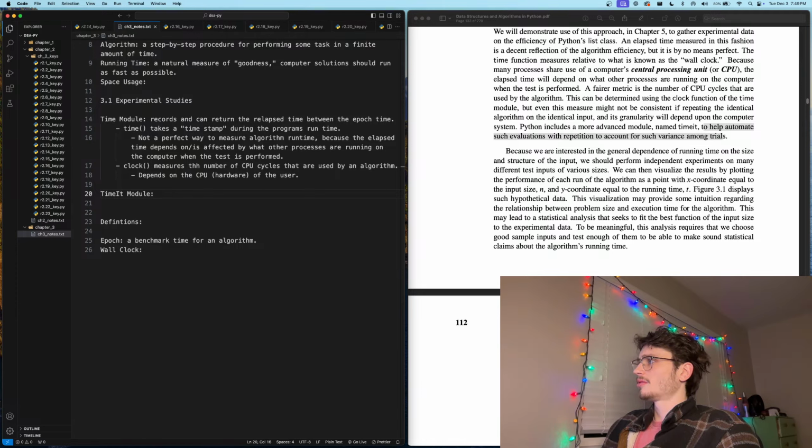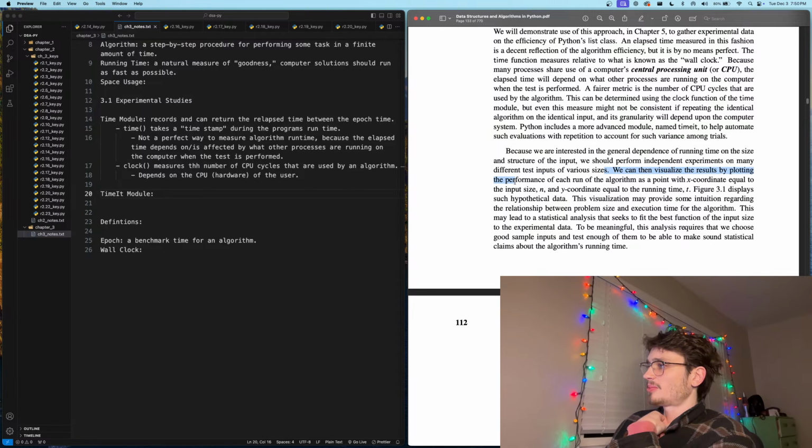So because we are interested in the general dependencies of runtime on the size and structure of the input, we should perform independent experiments on many different test inputs of various sizes. We can then visualize the results by plotting the performance of each run of the algorithm as a point with x coordinate equal to the input size n and y coordinate equal to the runtime. Okay, so runtime, got you. This figure 1.3.1 displays this.